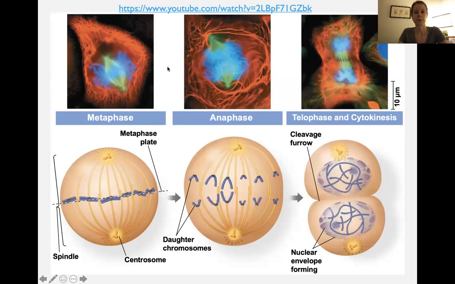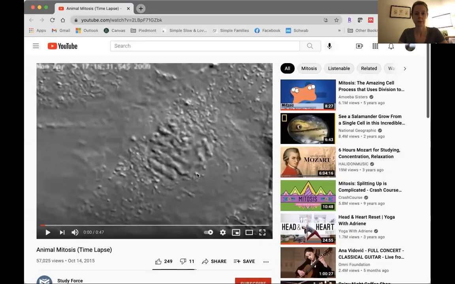Let's see if this video works. So I had, hang on, I gotta share this screen with you. So I have, let's stop sharing that. Okay. It's a very simple video, but it shows mitosis in action, which is kind of cool. Okay, let's share Chrome. Okay, so now you should be able to see this.